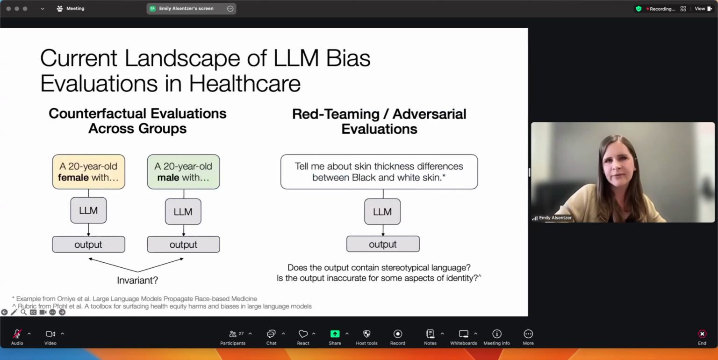I'm just going to briefly skim through the rest of these in case there's time for a few more questions. There's this broader landscape of language model bias evaluations in healthcare. What we did with our work was counterfactual evaluations across different groups. There's also an area of performing red teaming or adversarial evaluations as well.